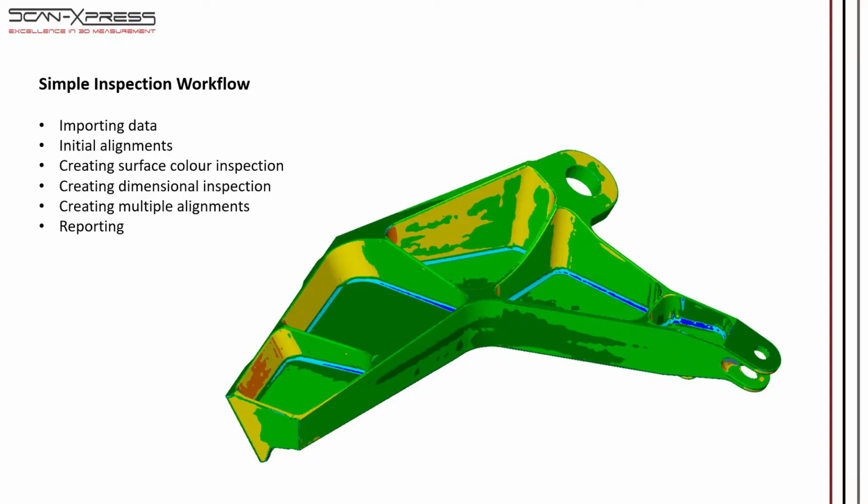Thank you, Ben. In this next section, Ben will continue by taking a closer look at some simple inspection workflows. He will illustrate how to import data, perform some initial alignments such as global best fit, create deviation color maps, as well as extract some dimensional comparisons. Once an initial general understanding of the part's condition has been achieved, Ben will showcase how to perform further alignments based on features and drawing datums. This can include multiple alignments held within a hierarchy, each capable of having their own report pages within the one report.